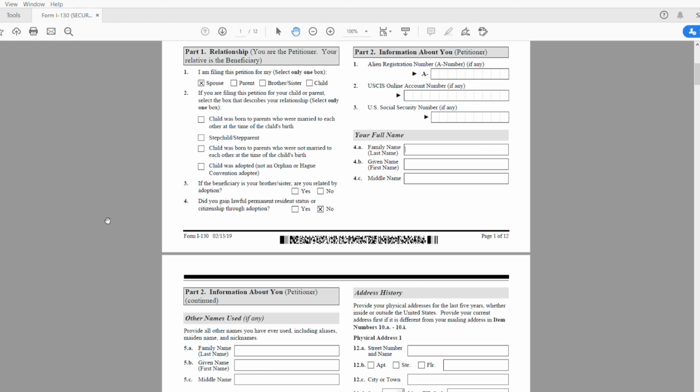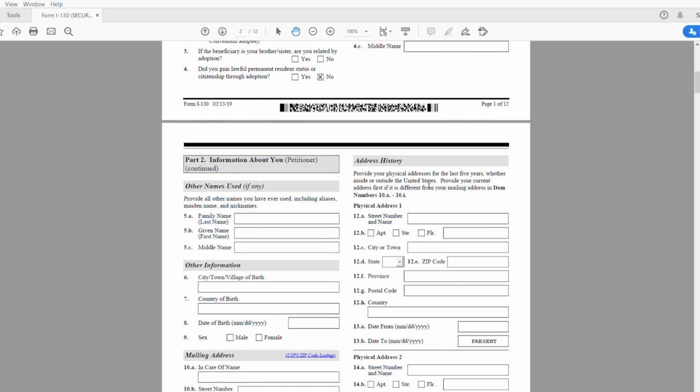For the purpose of this example, our petitioner's name is Ravi Patel. When I'm typing in the I-130 form, I prefer to use all caps. So we'll enter the last name and then the first name. If our petitioner had a middle name, we would enter it here, but in this case, he does not, so we leave it blank.